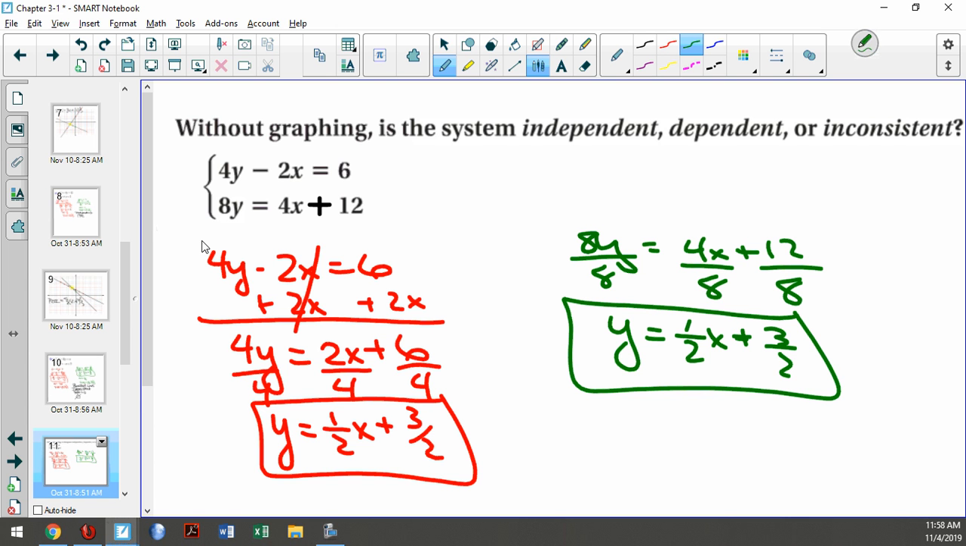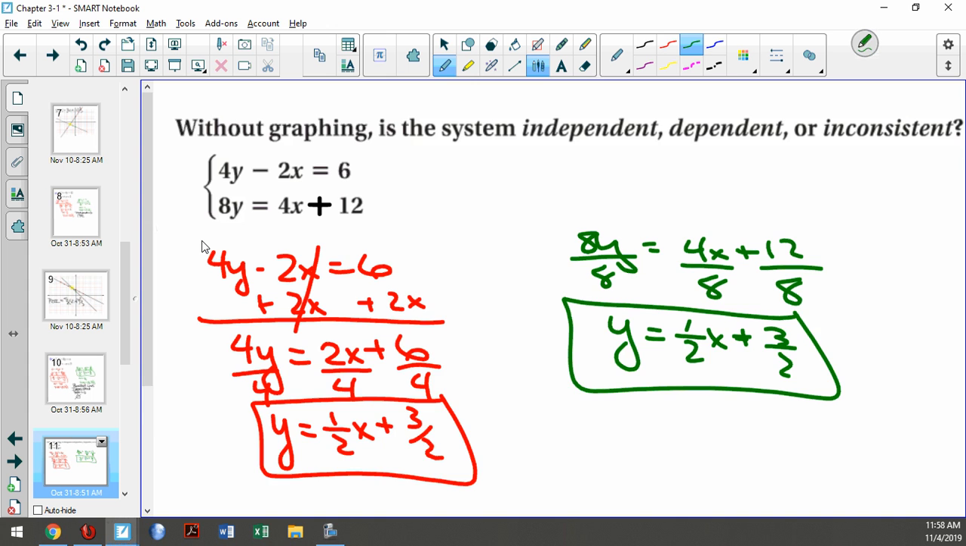What can you tell me? They are completely the same. The slopes are the same. The y-intercepts are the same. So what can you tell me about those two equations? How many points of intersection do I have?